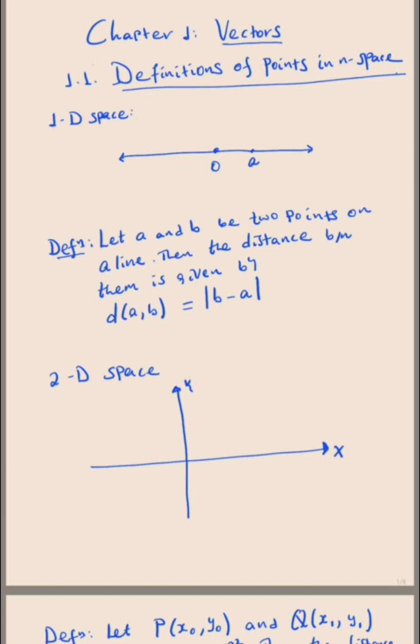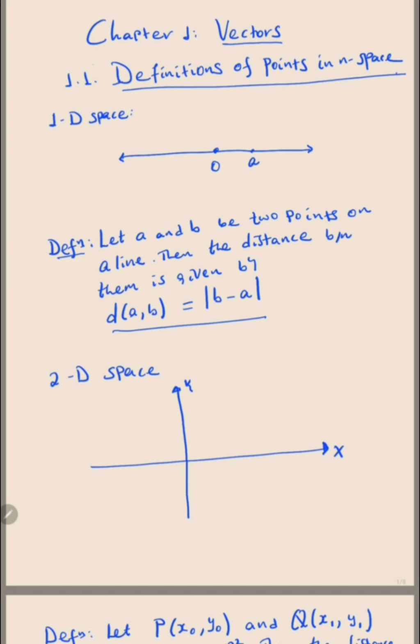So if you are given 2 points on a line, or in 1D, then we can compute the distance between them by using this formula here. The distance between A and B is given by the absolute value of B minus A. We use the absolute value because distance can never be negative.